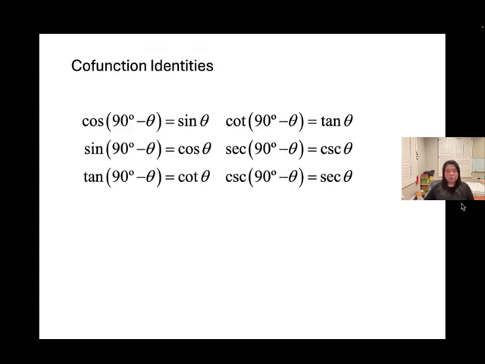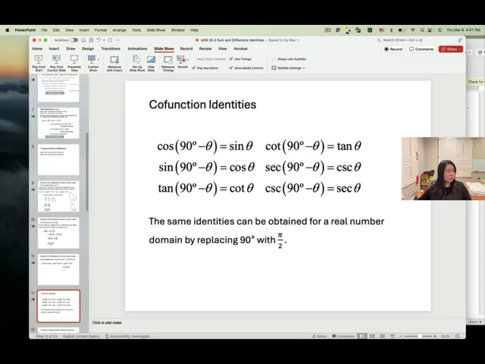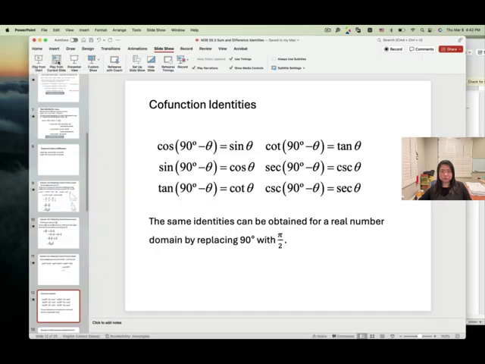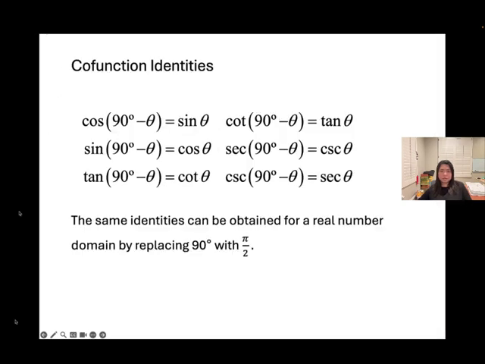Co-function identities: cosine of 90 degrees minus theta equals sine theta, and sine of 90 minus theta equals cosine theta. This part we mentioned in chapter 2, session 2.1. We covered this already. If you don't remember, you can review the video lecture from session 2.1. And the same identity can be obtained for radians by replacing 90 degrees with pi over 2. You can use degrees or you can use radians.